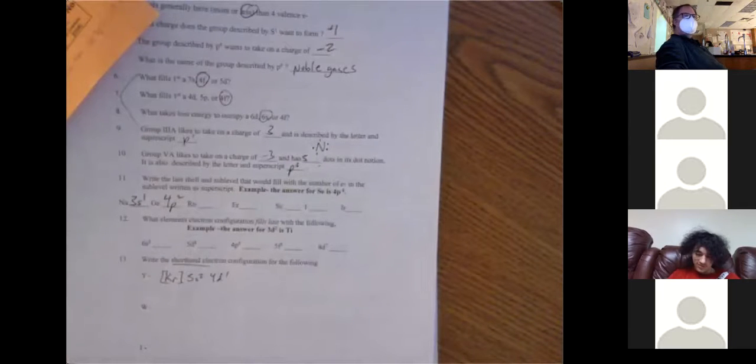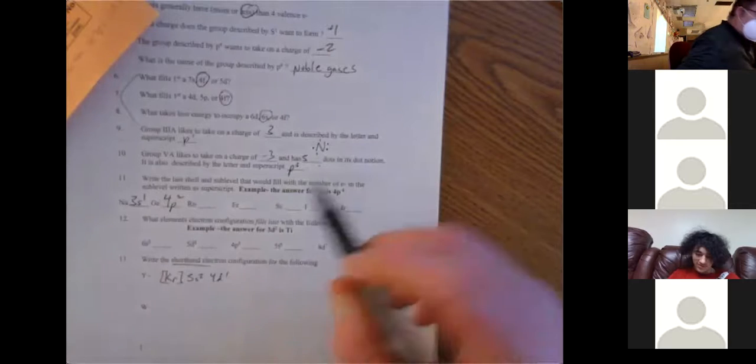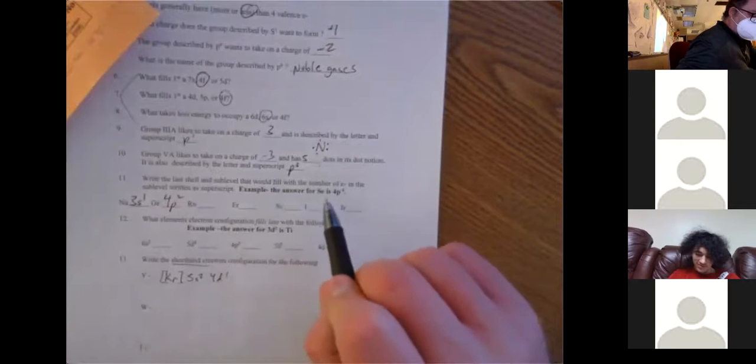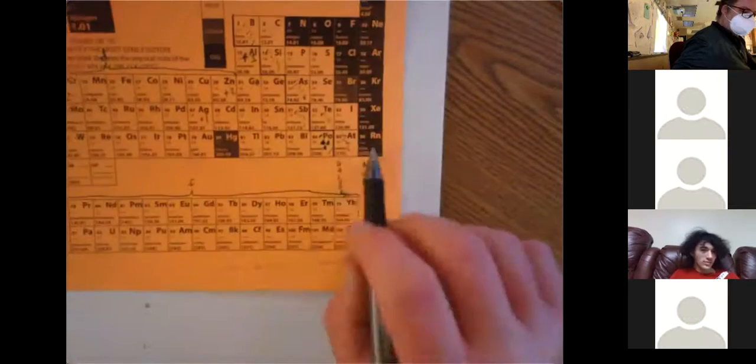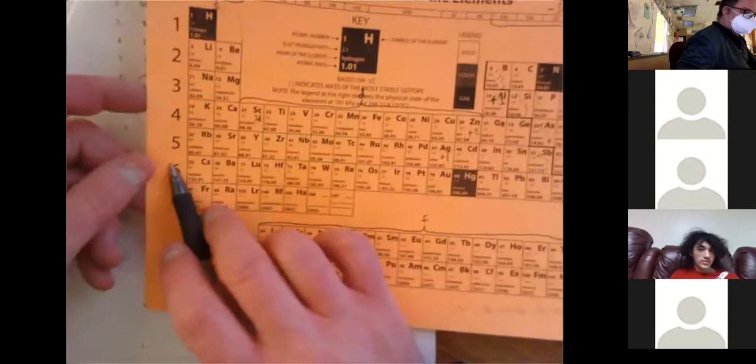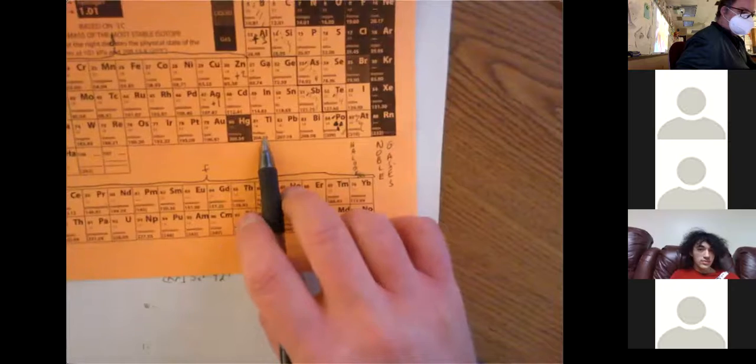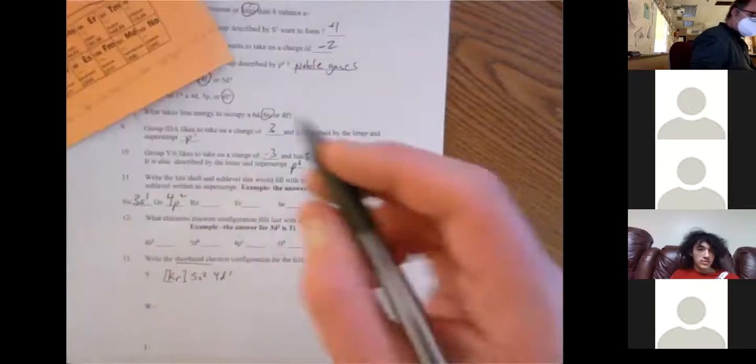Questions so far? All right. Next part, they give you the element, you give them the last of the electron configuration. So if we take a look, radon is here. That is 6p, 1, 2, 3, 4, 5, 6, 6p6.